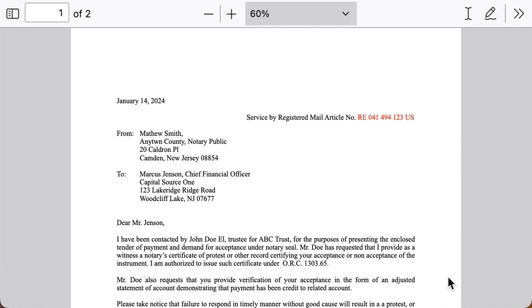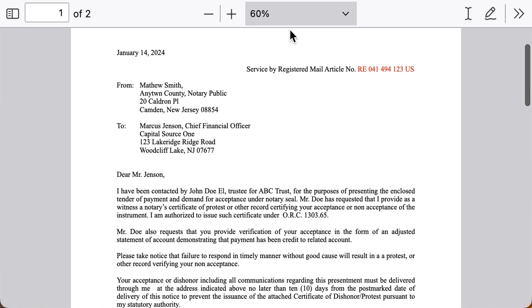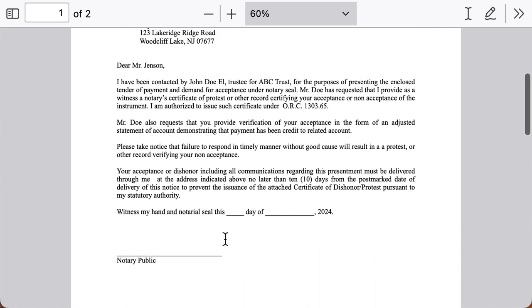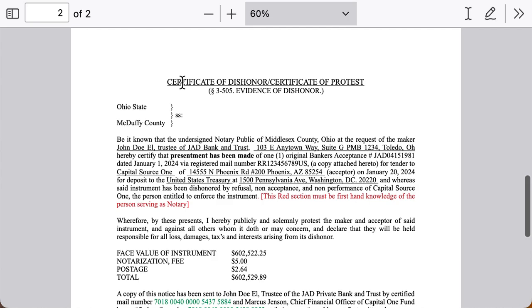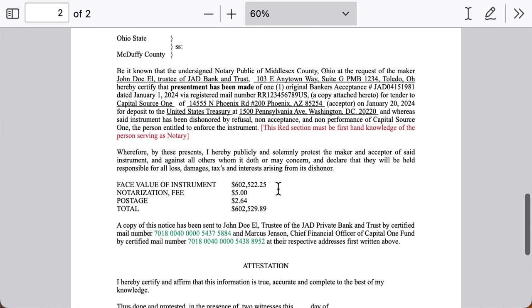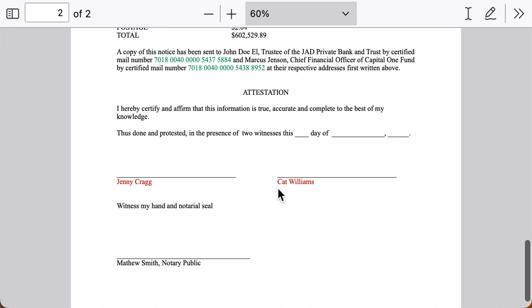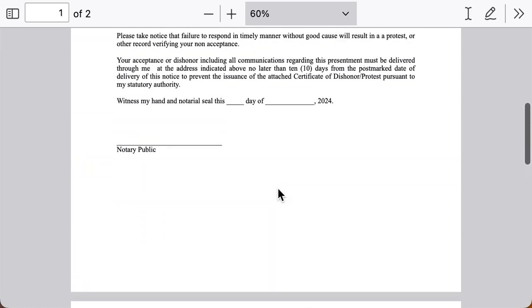However, I would suggest that you do a cover letter when you do the notary protest. But we see here, this is a cover letter. We're letting them know that we're doing a protest. Doesn't have to let them know. Down here, what we have is the actual certificate of dishonor. This is the protest. And we're going to go through it in a little bit.